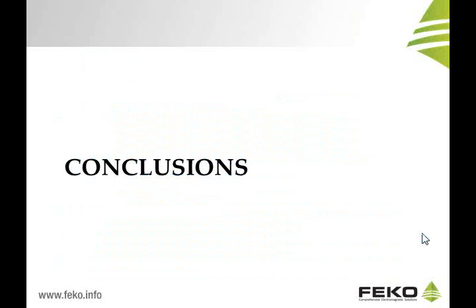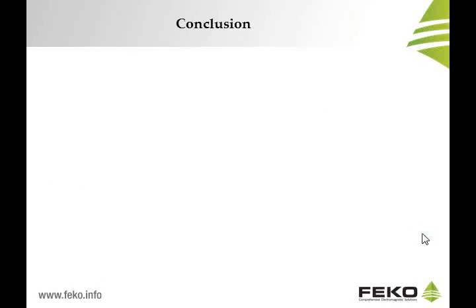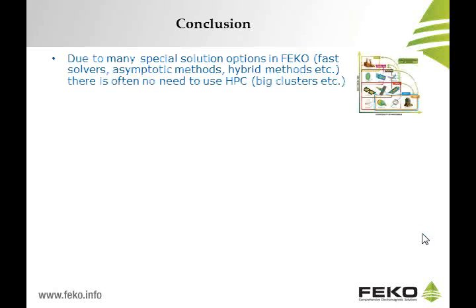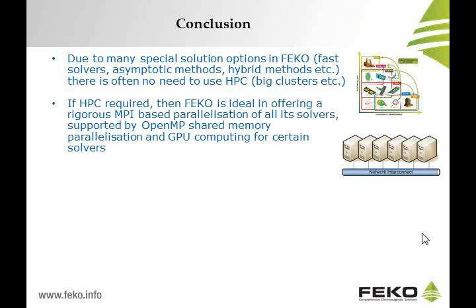With this slide, let me conclude this webinar by summarizing again some of the key aspects. I have shown in the introduction that by being such a versatile tool, having so many different solvers, we actually push the boundary when HPC is required in FEKO to really large problems. We have fast solvers, asymptotic methods, hybrid methods, special solution options, where often it is not necessary to use HPC for the solution of a given problem.